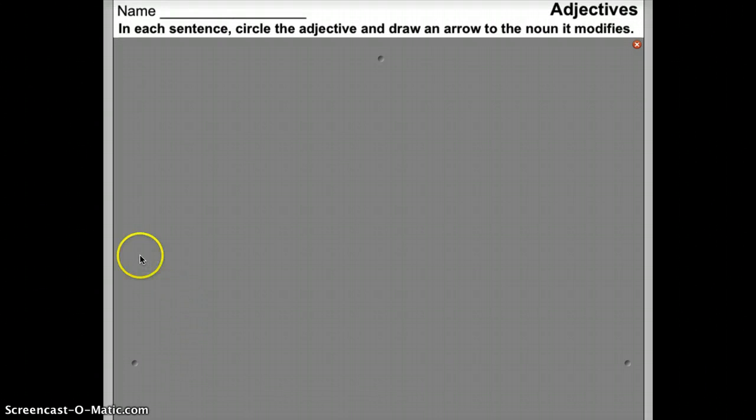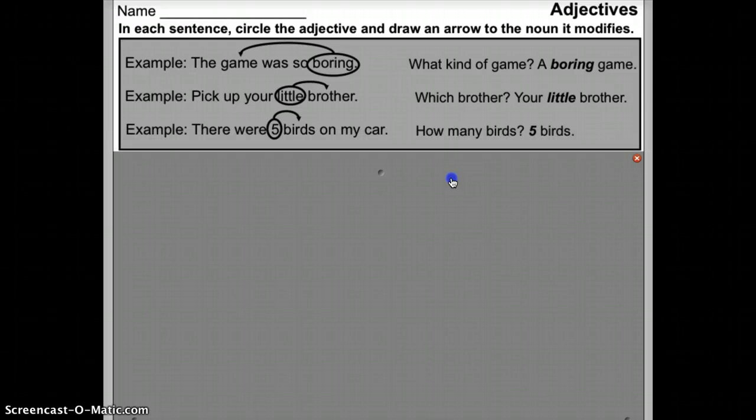Now we're going to take a look at our grammar. Same thing here. You can either print this out or save it to your iPad and work on it in there. We're just looking at some adjectives. And it's asking you to, in each sentence, circle the adjective and then draw an arrow to the noun it modifies. Okay, so the thing to remember is that adjectives answer three specific questions: what kind, which one, or how many. They can do more than that, but those are three main ones.